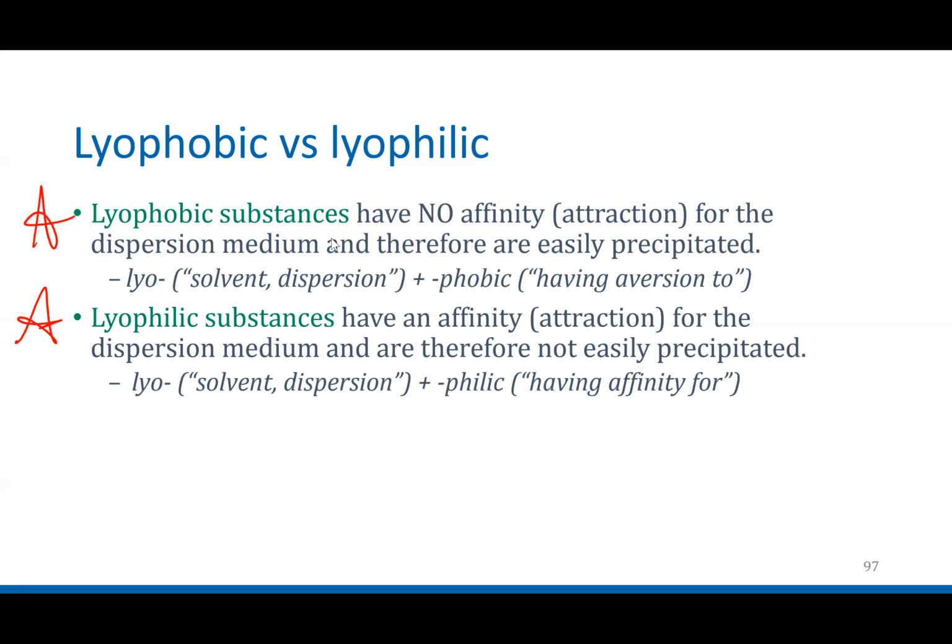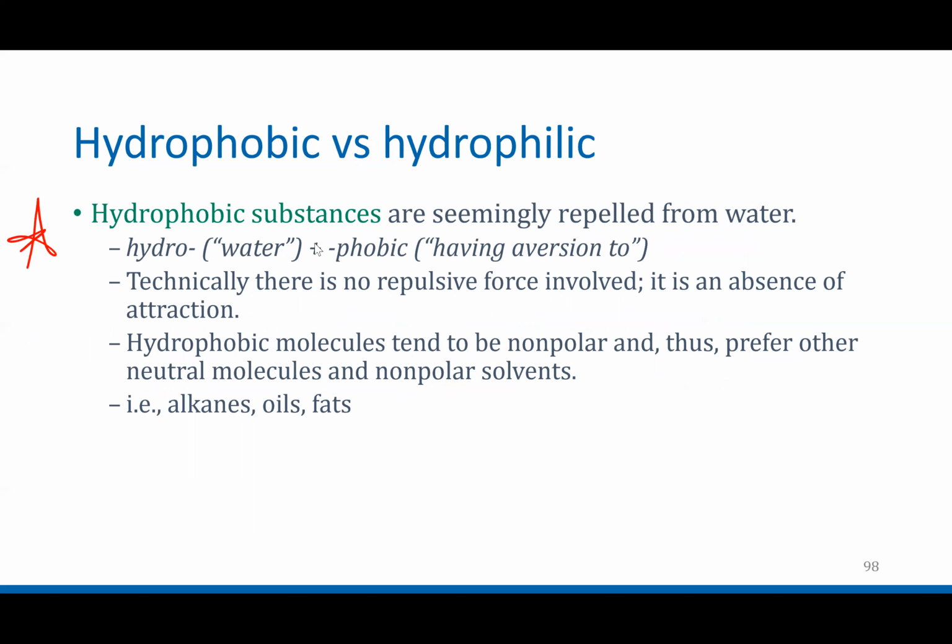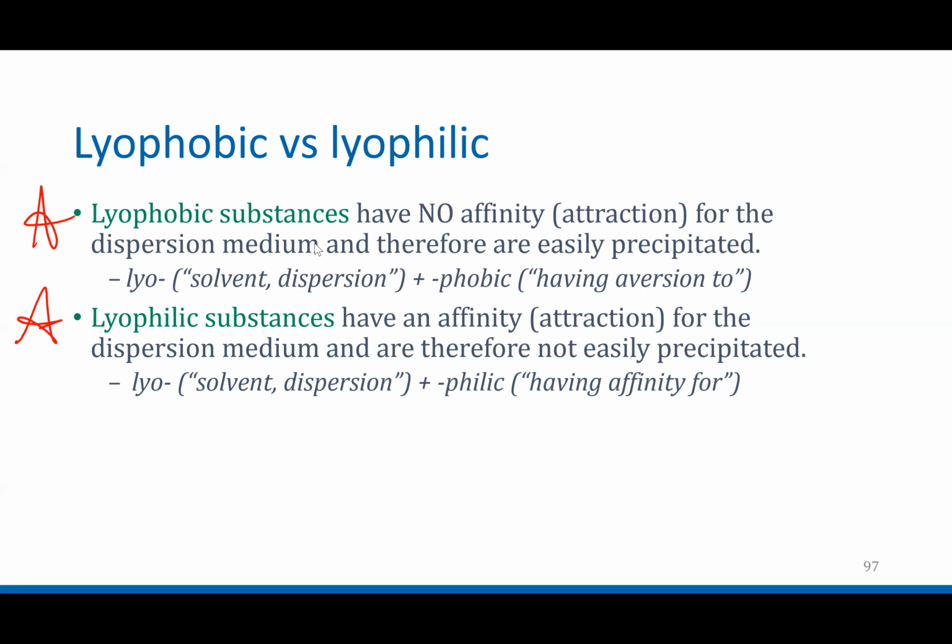Phobic means to be afraid of something. So if you were, what is it, arachnophobic, that's a good movie, Arachnophobia, really cool movie. But arachnophobic means you are afraid or you have aversion to spiders. So phobic means to have a fear. Philic means you have an attraction to something.